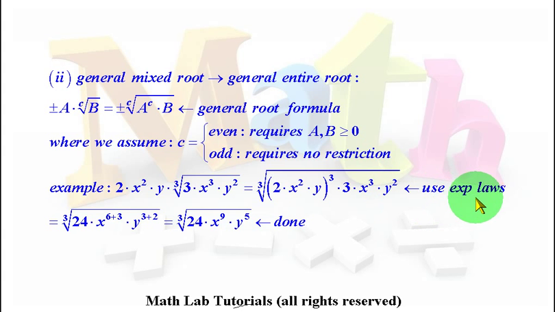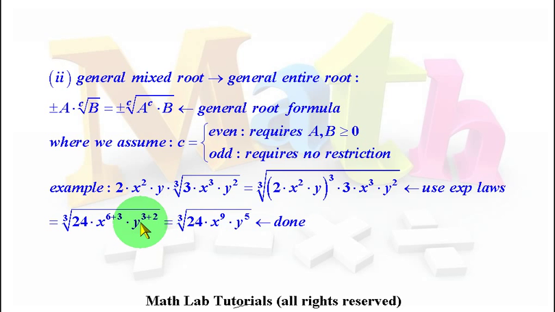And again, we use exponent laws to simplify the argument of this cube root. When we use exponent laws, it becomes 2 to the power 3, which is 8. And 8 times 3 is 24. There it is. And then we have x terms. We get x to the power 2 times 3, which is 6. There it is. And we have a plus 3. There it is. And then finally, we have y to the power 3 plus 2.